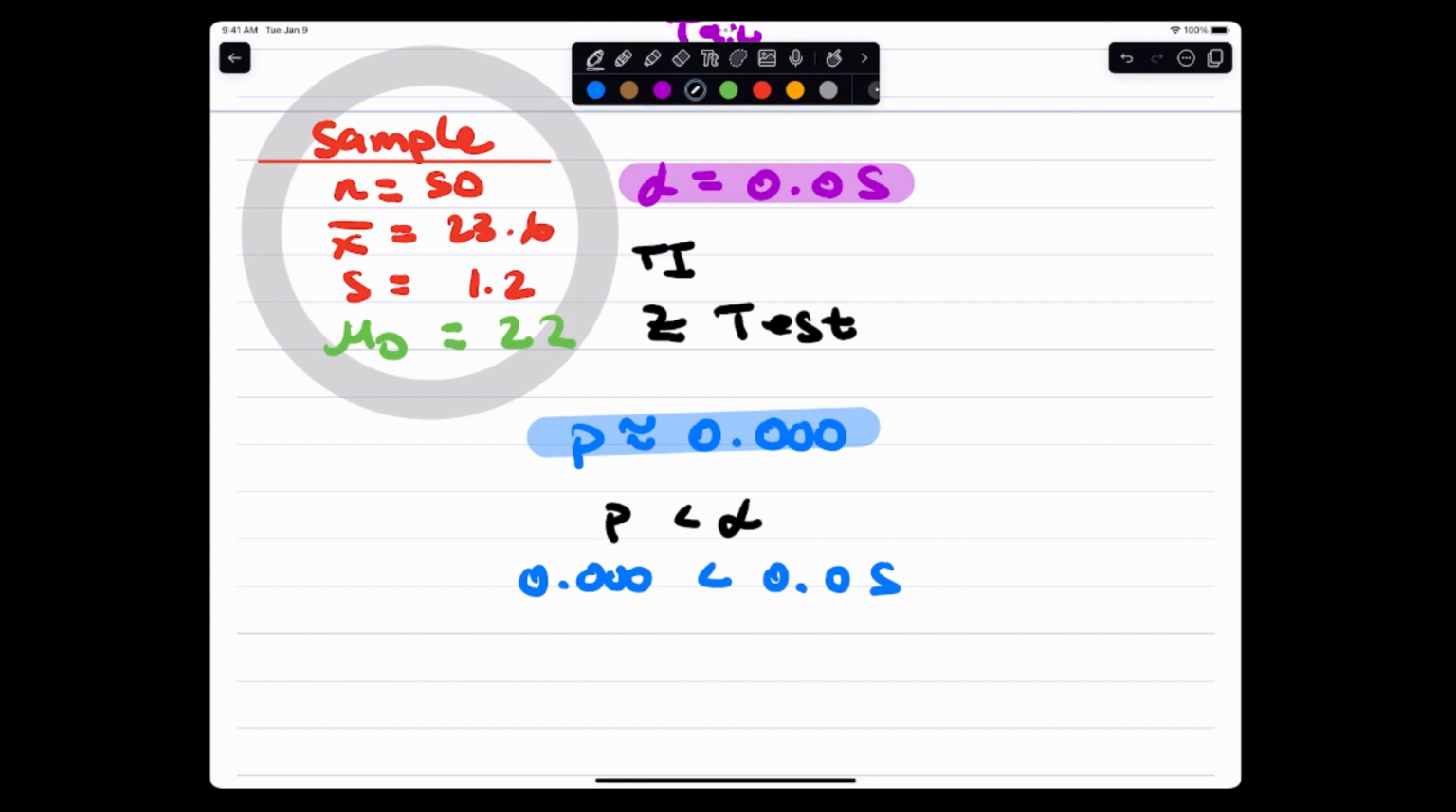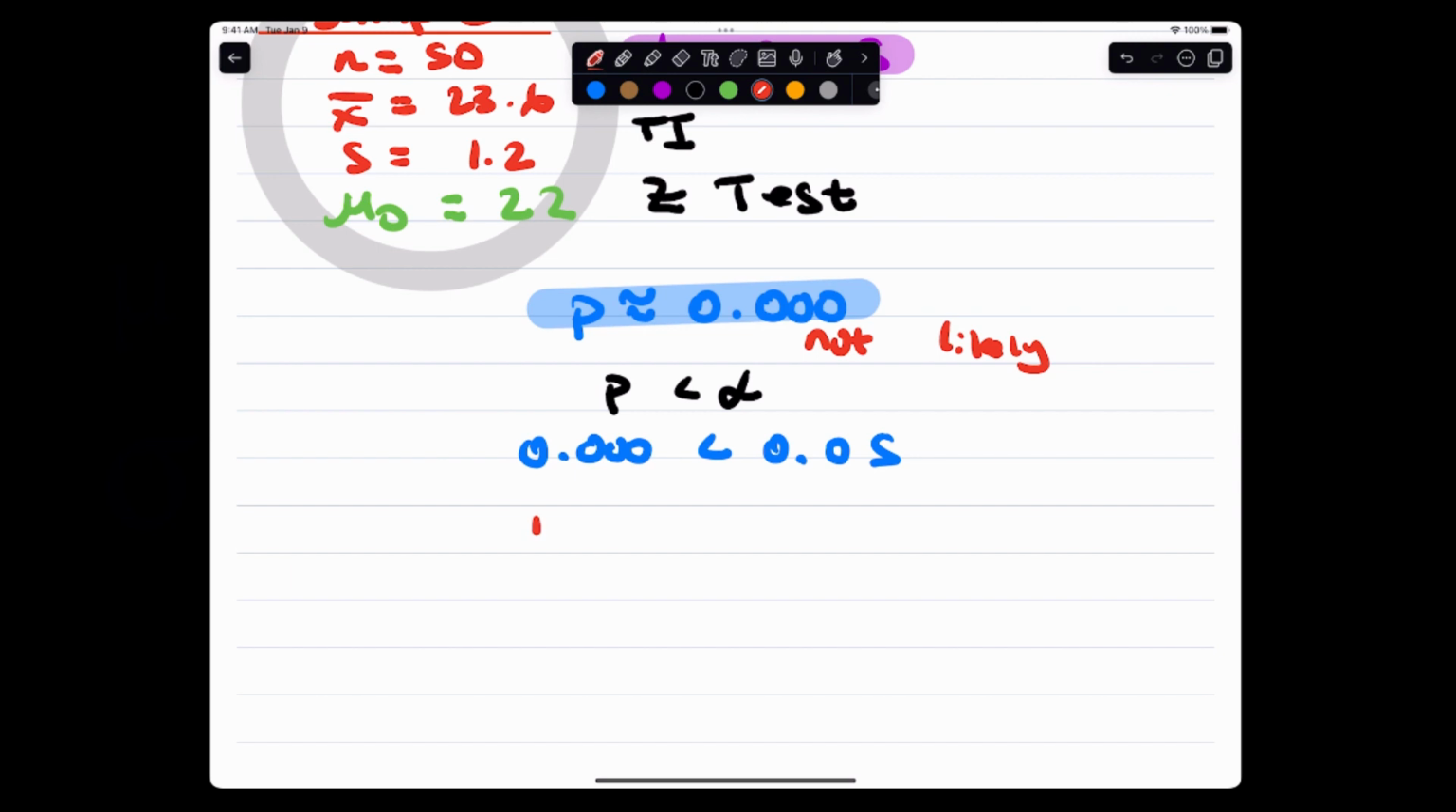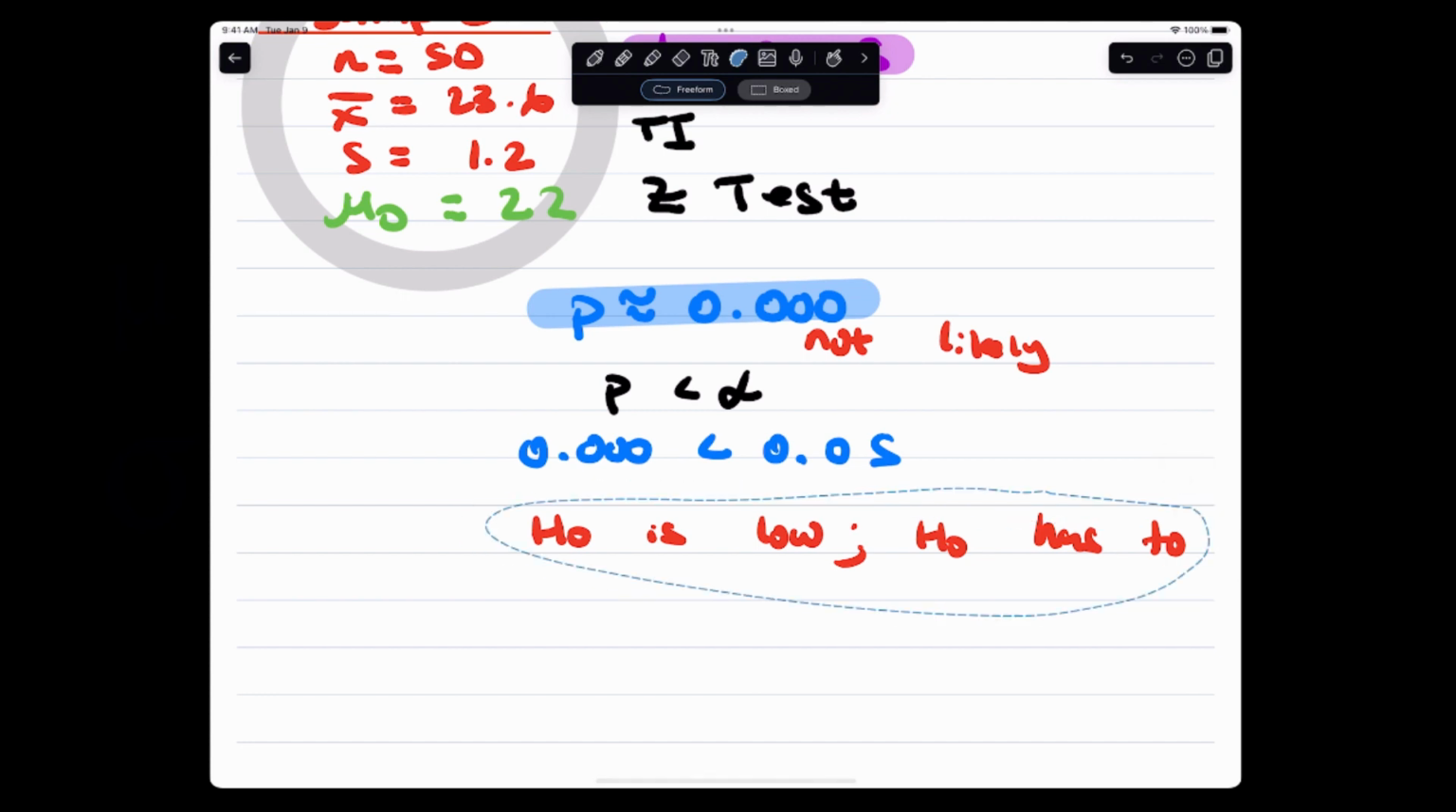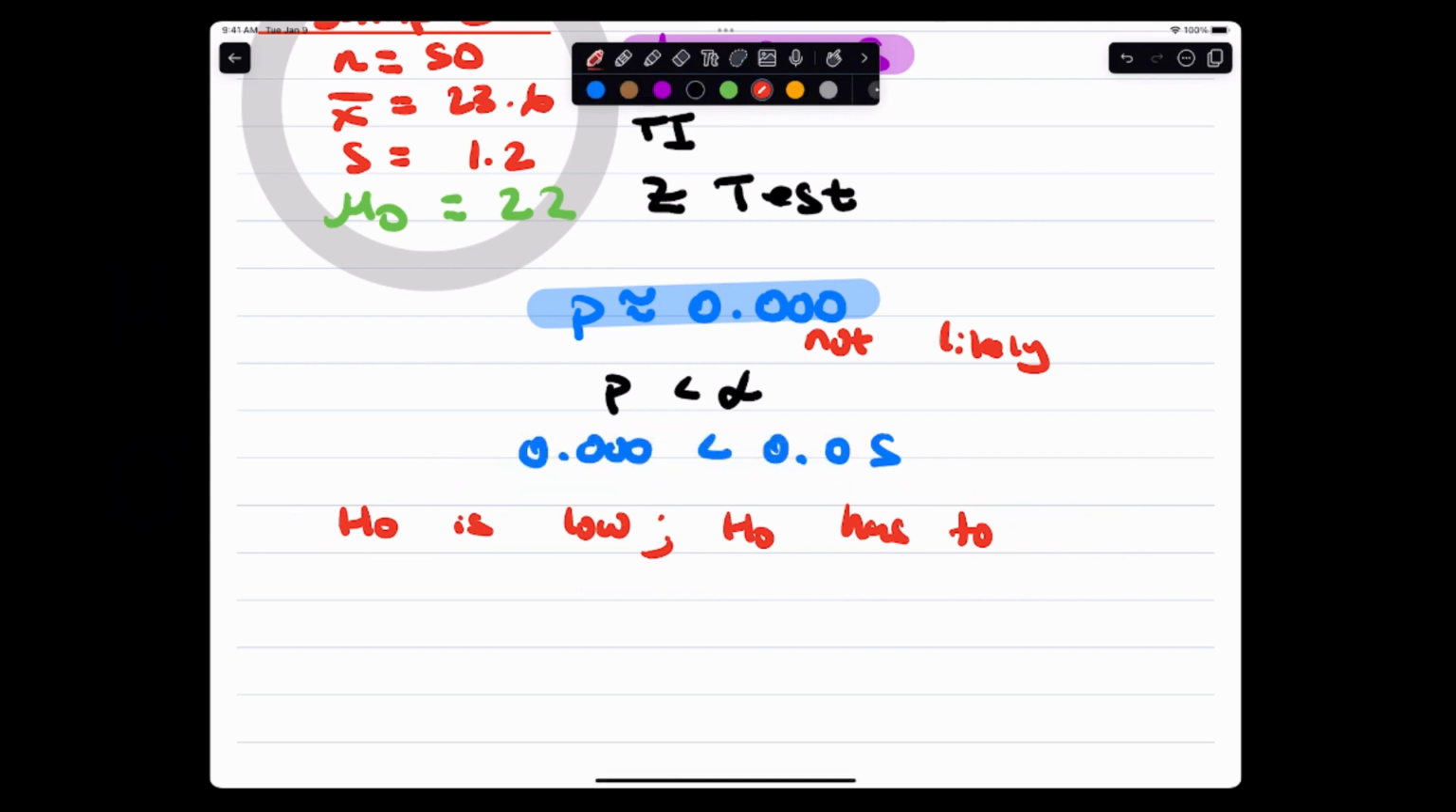So the probability that the null hypothesis is valid, the chance, that's a p-value. The chance that the null hypothesis is valid, that's smaller than what? 5%. It's not likely to be what? Valid. This is not likely as a probability. Now, any probability less than 5%, remember, was not likely. What that means is the null is low. If the null is low, the null has to what? Go. If the null is low, it has to go. How low is low? Less than the level of significance alpha. Has to be smaller than that alpha value.